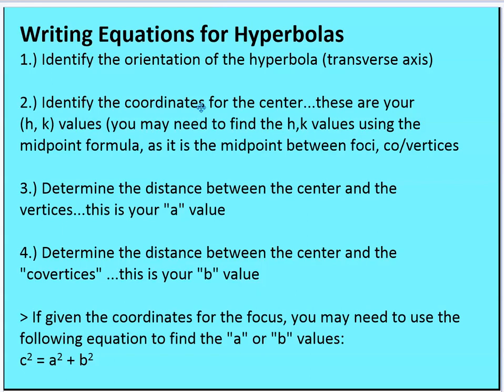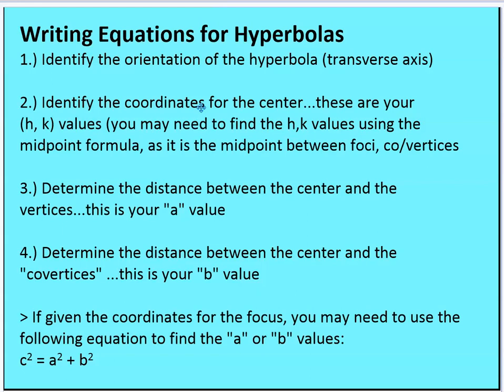Then we're going to determine the distance between the center and the vertices. This is the a value. Determine the distance between the center and the co-vertices. I put them in parentheses because hyperbolas don't have co-vertices, but we're going to use the same terminology to locate them, even though they're not part of the hyperbola. They have the same terminology as ellipse, but there are no co-vertices, so to speak, in hyperbolas, but we're still going to use that b value to construct the asymptotes.